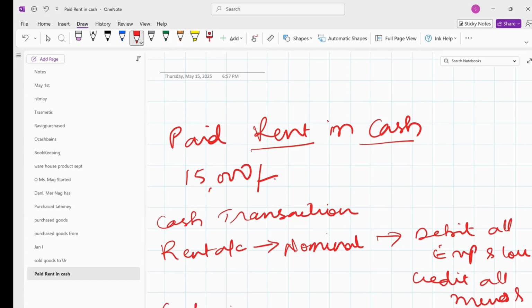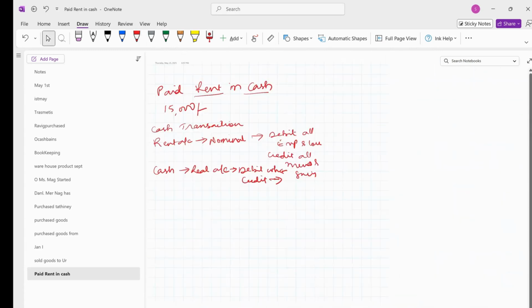Cash belongs to real account. Real account rule: debit what comes in, credit what goes out. Now we'll write the journal entry.